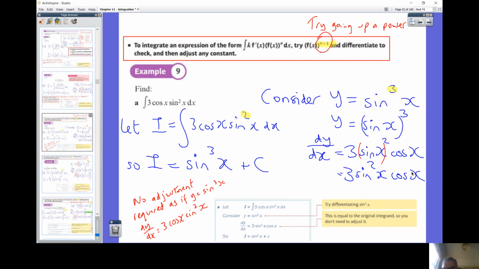With this particular question, that's exactly what the question is, so there's no need for an adjustment with 9 part A. When you integrate 3 sin squared x cos x, or 3 cos x sin squared x if you like, you get exactly sin cubed x. So the integral of this is sin cubed x plus c.